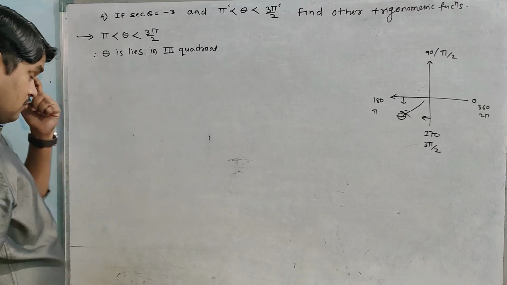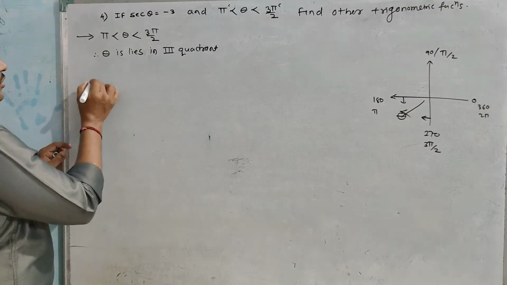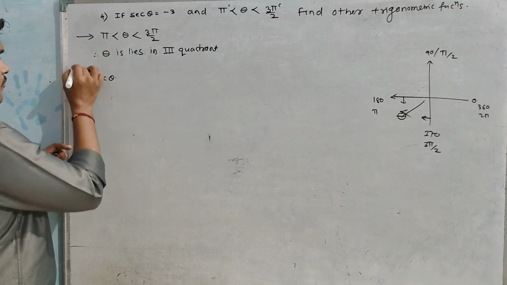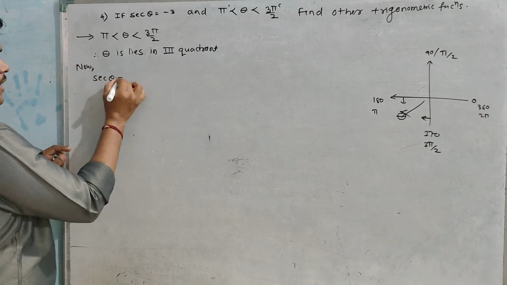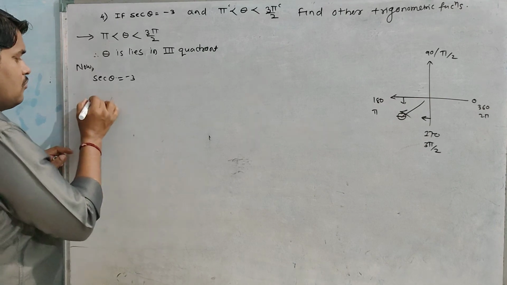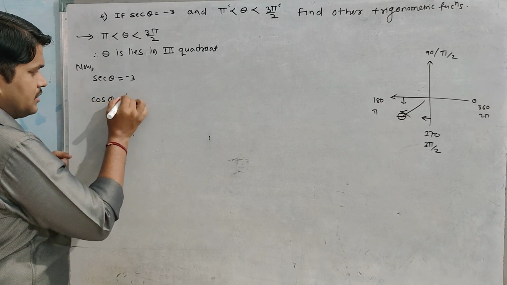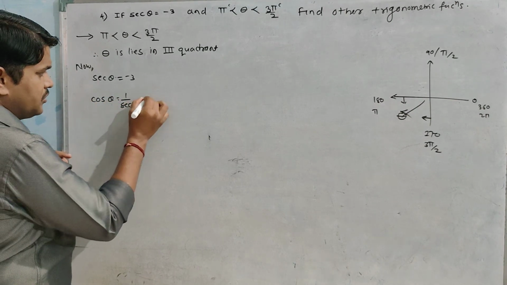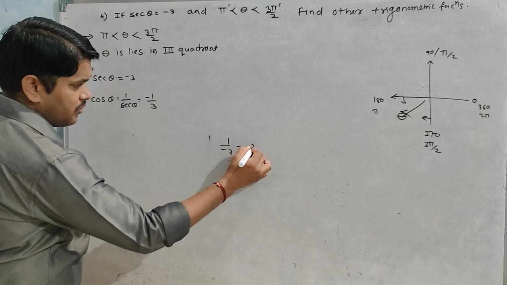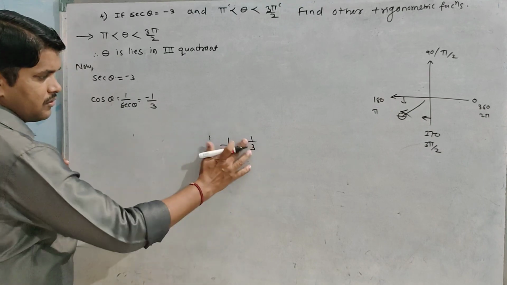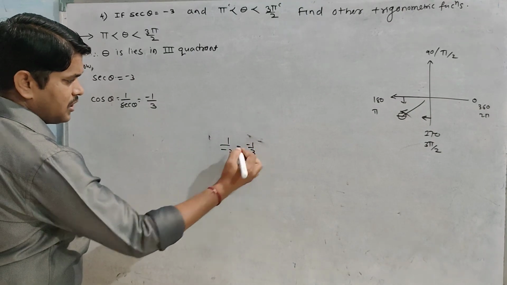Understood? Now, what is given? Sec theta is equal to minus 3. So cos theta is what? Cos theta is equal to 1 over sec theta, which is equal to minus 1/3.